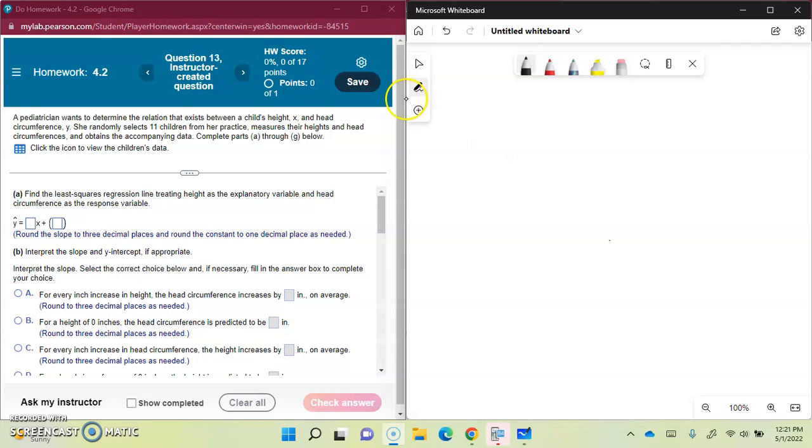Hello, so this is question number 13.4.2. A pediatrician wants to determine the relationship which exists between a child's height and head circumference. She randomly selects 11 children, so that is the n value, and measures their height and head circumference. So the x variable is the height and the y variable is head circumference.